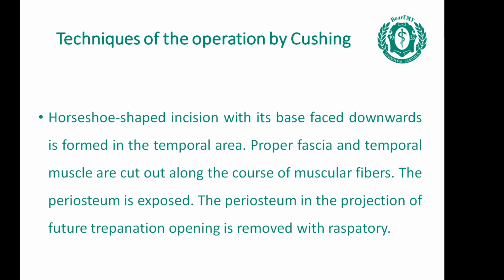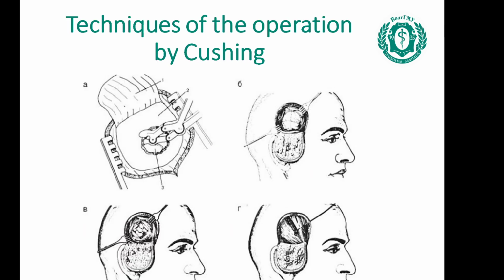A horseshoe-shaped incision with its base facing downwards is formed in the temporal area. The proper fascia and temporal muscle are cut along the course of the muscular fibers. The periosteum is exposed. The periosteum in the projection of the future trepanation opening is removed with a raspatory. Here is the scheme of the decompressive trepanation.